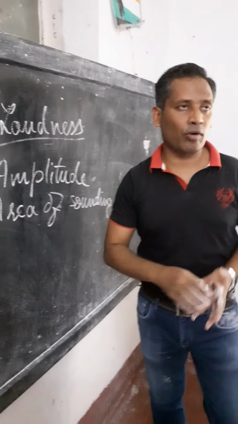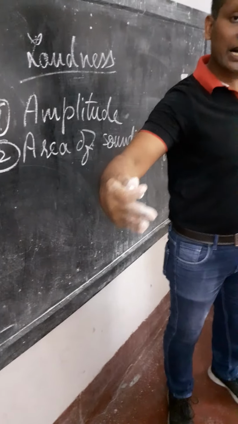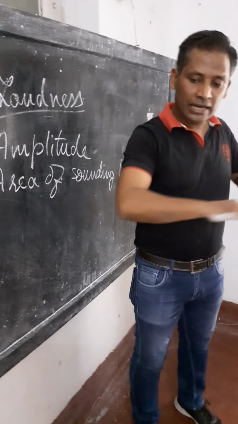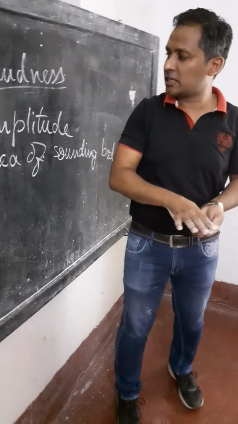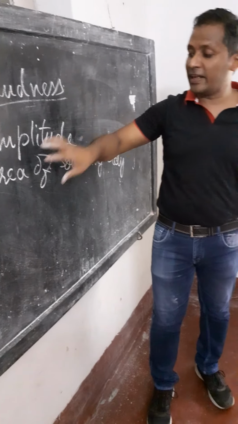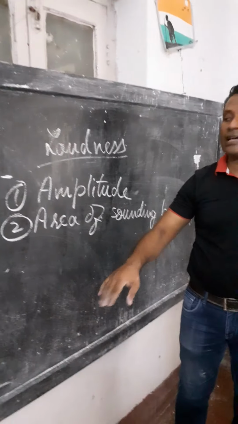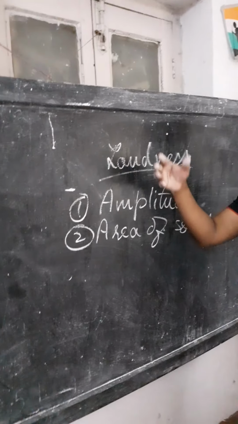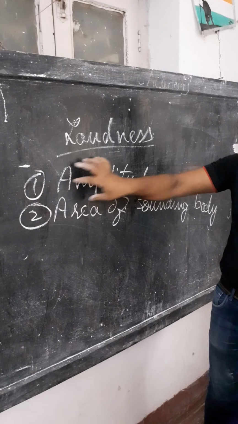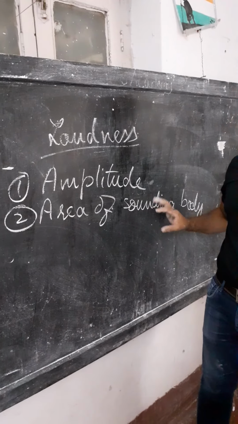Second, area of the sounding body. Suppose a body has a large area. If you hit it, if the area of the sounding body is large, the loudness will be more. If the area of the sounding body is less, loudness will be less. So loudness of sound depends upon amplitude and area of sounding body.